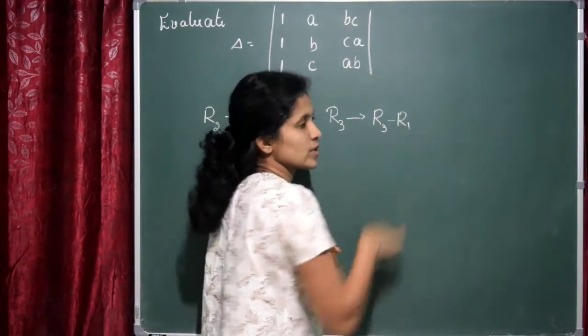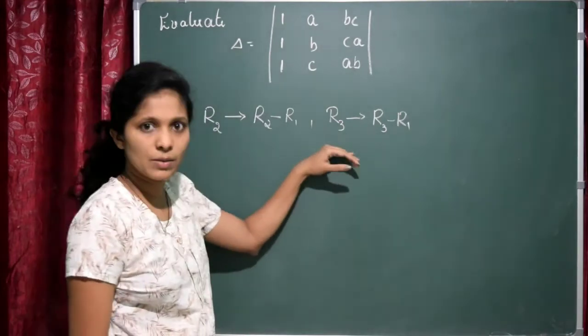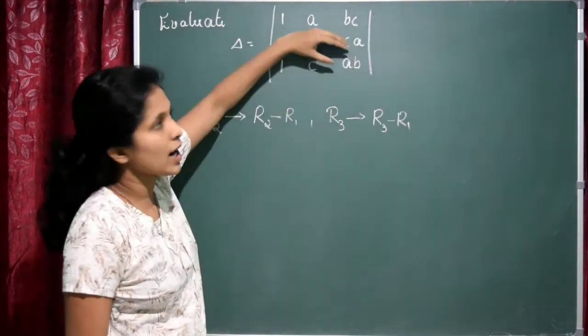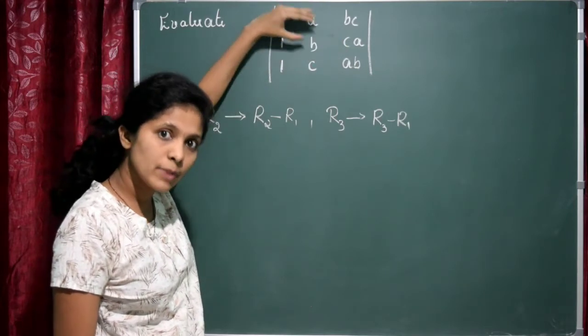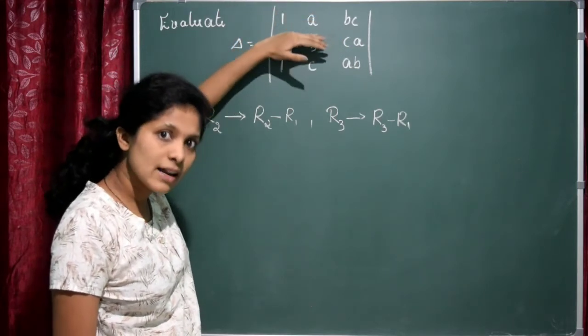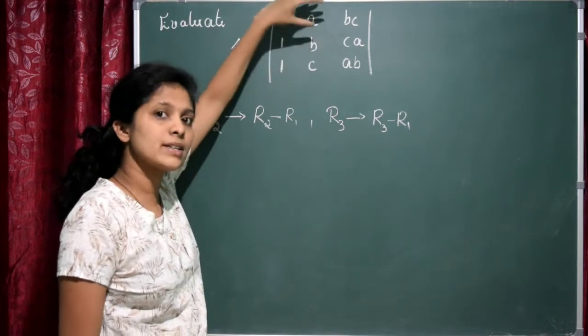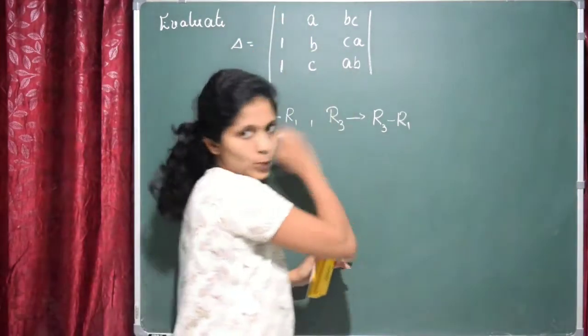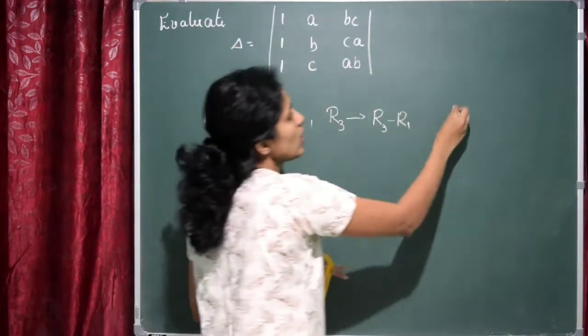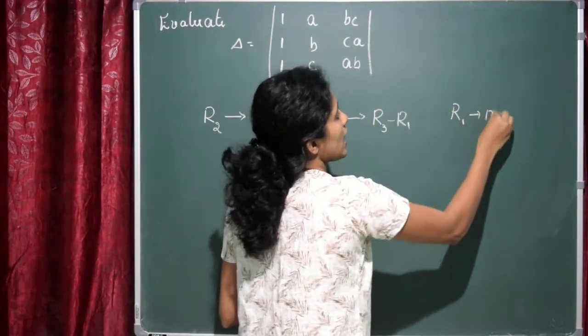I hope you understood this one. And this is not compulsory, this one only. You can keep R2 as it is. Then what you have to do? R1 changes to R1 minus R2. Again you write R3 changes to R3 minus R2. Or else, if you don't want to do this, you can directly go R1 changes to R1 minus R2.